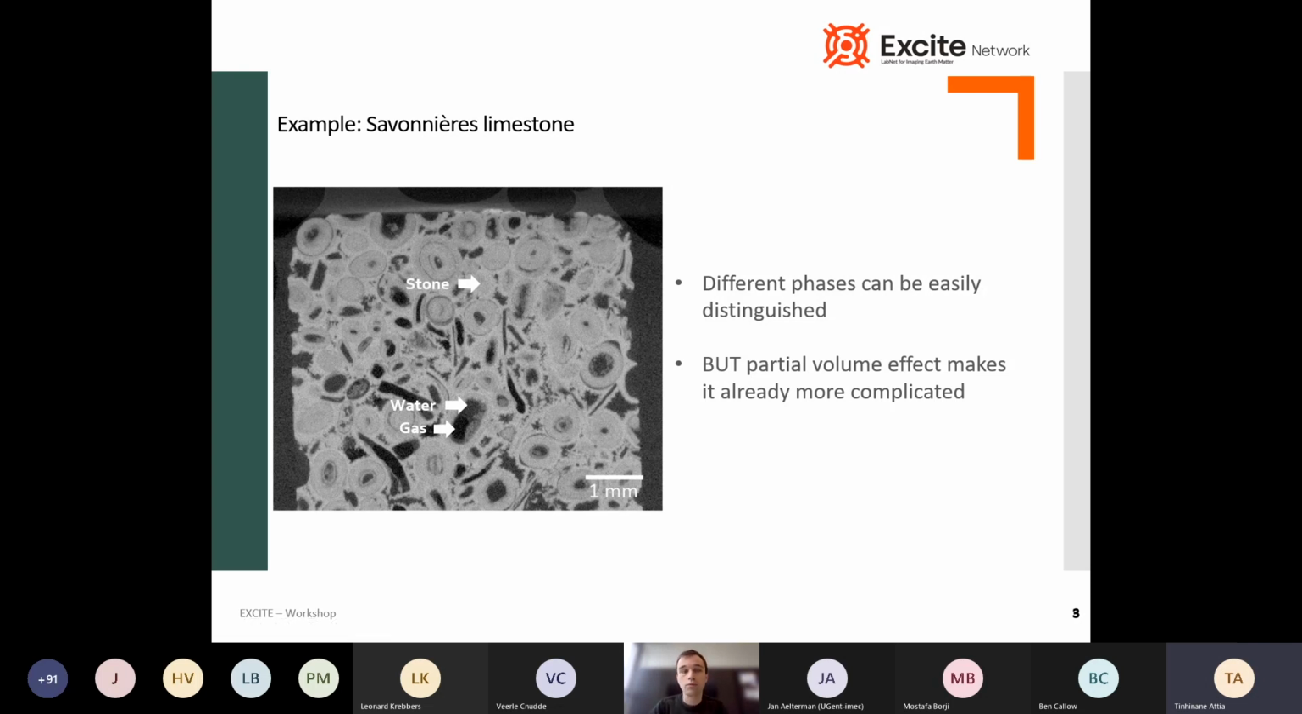But I want to also point out that even here, there are already some complications. As you see, within the stone, there are different gray values, and this is not related to any kind of different composition. This is related to the partial volume effect, as there are micropores present, which also change the gray value a bit. So I want to address here that it's always important to have some prior knowledge about your sample.